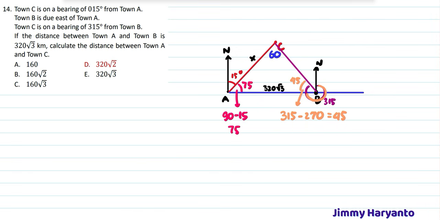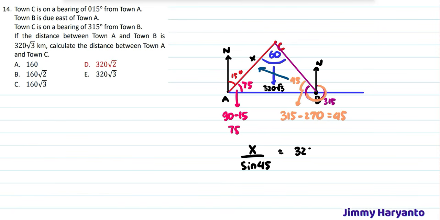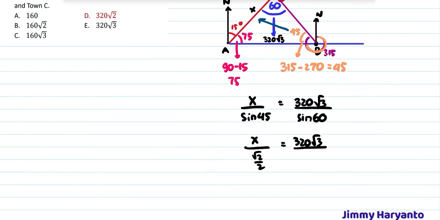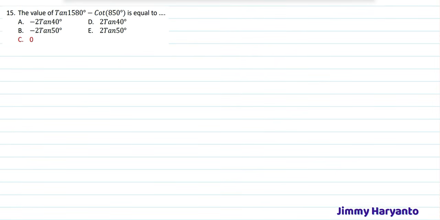Okay, now we already have all of the angles. We can find the x. This one and that one. That means sine rule: x over sine 45 equals 320 square root of 3 over sine 60. So x over square root of 2 over 2 equals 320 square root of 3 over square root of 3 over 2. You can cross out this one and this one, and then you cross multiply, you'll have 320 square root of 2. D.